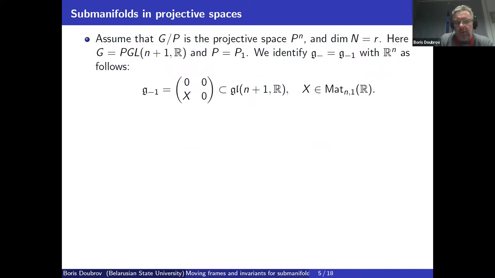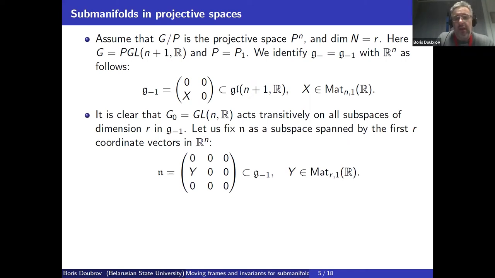Probably to recall a little bit how the case of submanifolds in projective spaces looks like, this is another example. So let's consider again r-dimensional subspaces in projective space. Here, on the level of g minus 1, we do not have any problems because g minus 1 is just Rn, and all r-dimensional subspaces in Rn under the action of GLn, which is g0 in this case, will be, of course, invariant. But what we are doing next, and this lift to the correspondent spaces does work in submanifolds case as well.